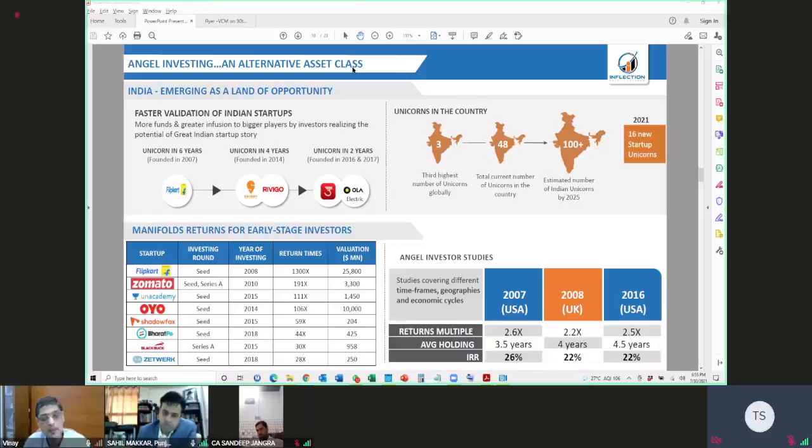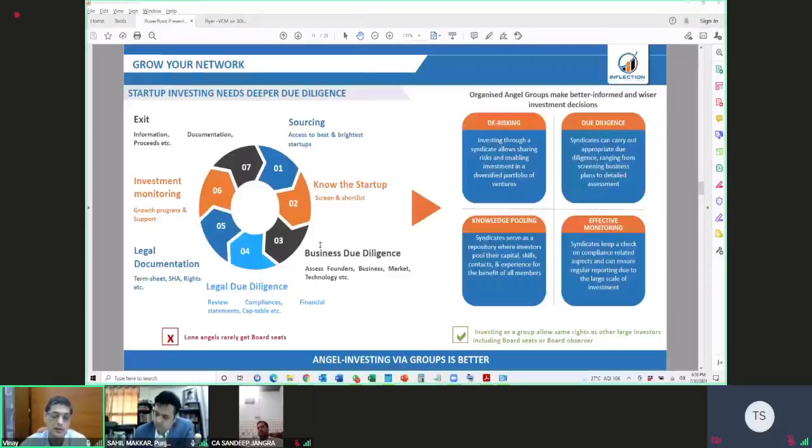If you invest the same 10 lakhs in a startup which is giving you a 26% IRR, that 10 lakhs will become 1 crore rupees. So that's the difference between an FD rate of interest and investing in startups, or the difference between a 5 to 6% IRR and a 26% IRR, right? That is the magnitude of difference you can make to your wealth as an alternative asset class.